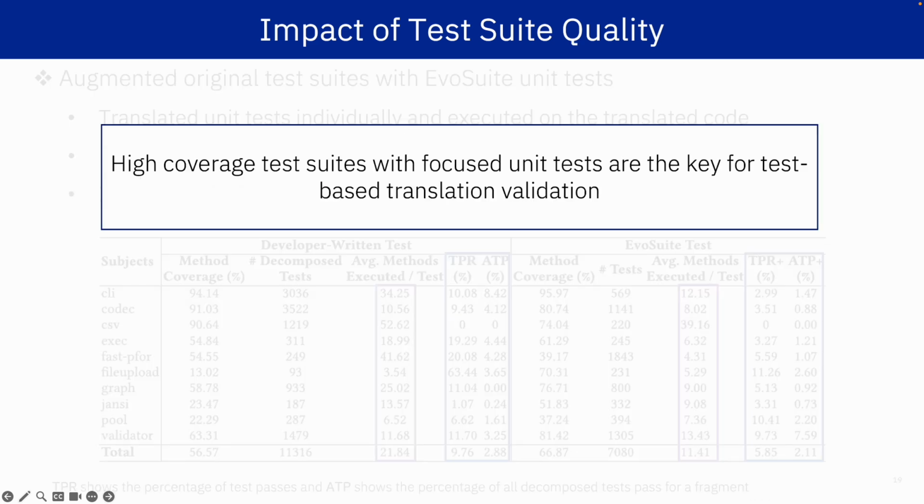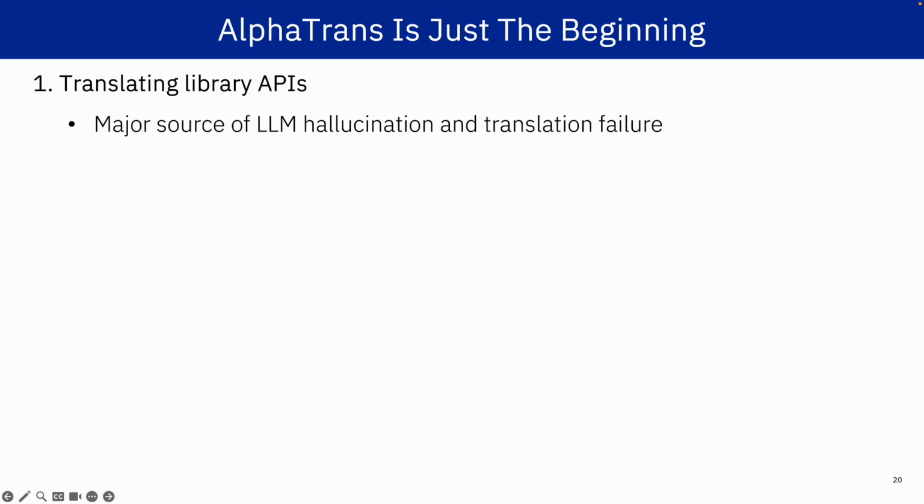So in conclusion, we can see that high coverage test suites with focused unit tests are the key for test-based translation validation, not the GraalVM one, but the test-based translation validation, where you translate the test and use that in order to validate the correctness of the translation. So AlphaTrans is just the beginning of repository level code translation and validation. There are a lot of challenges that are still open problems and need to be addressed.